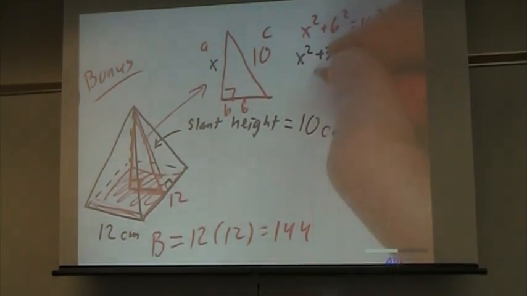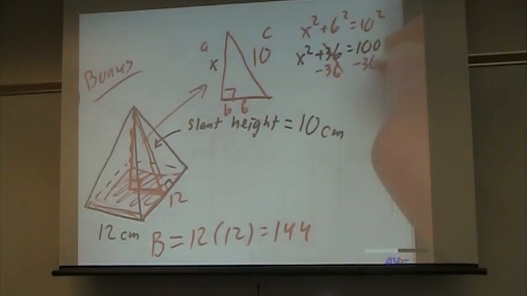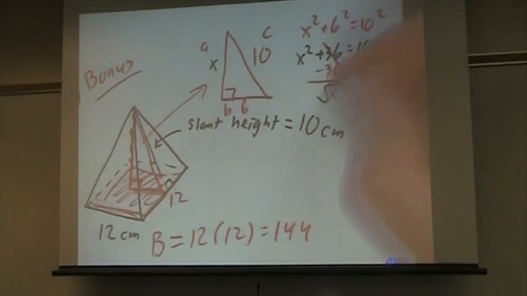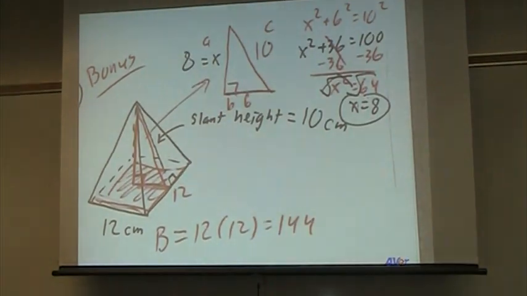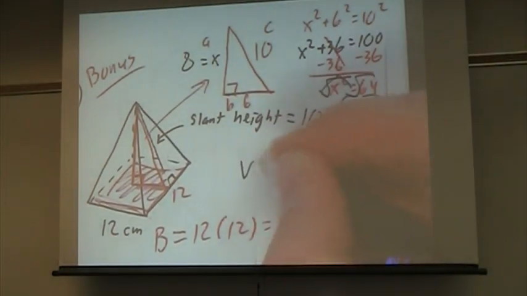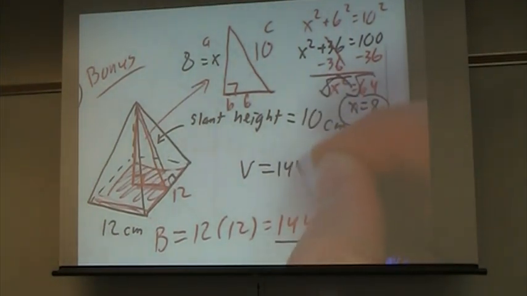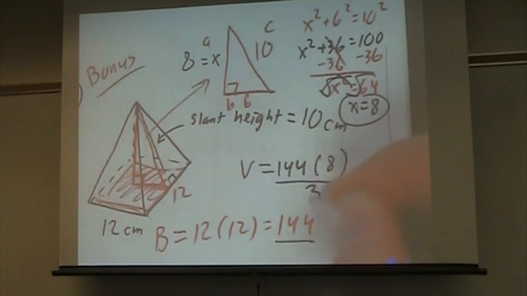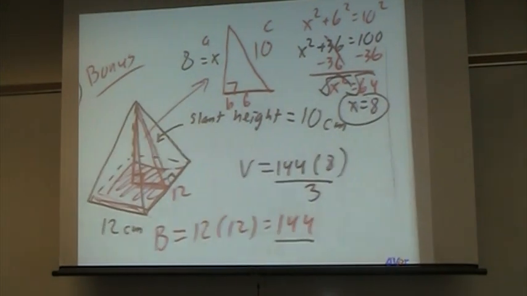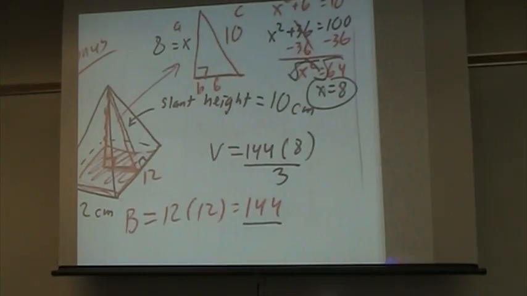Here we go. Square root. X equals 8. Remember, that is my height though, isn't it? So my problem's not actually solved. I still have to go volume equals big B times height, which is 8, I just found it, divided by 3 because this is in fact a pyramid. So now we got 384.